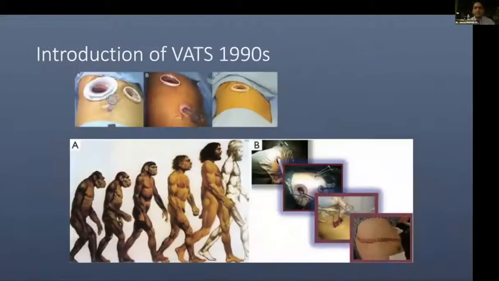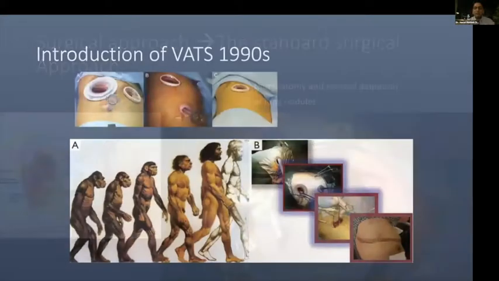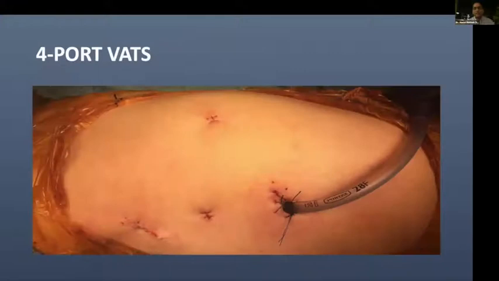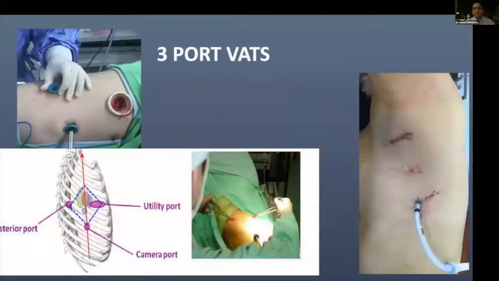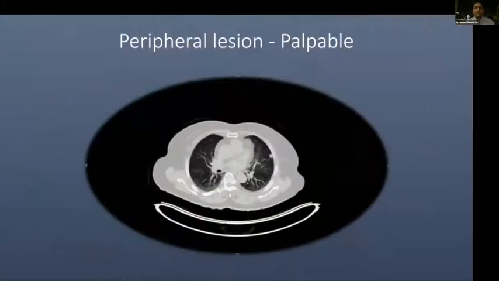But of course, since the introduction of VATS in 1990, we've gradually gone from what we call the big thoracotomy or futile thoracotomy to smaller and smaller cuts. And this has made biopsying lung lesions more rewarding, and physicians actually send us more because it's less invasive for the patient. The standard approach is the 4-port VATS; we have 3-port VATS, 2-port VATS, and of course now many people are doing uniportal VATS for this. But the idea basically is how we tackle the lesion.